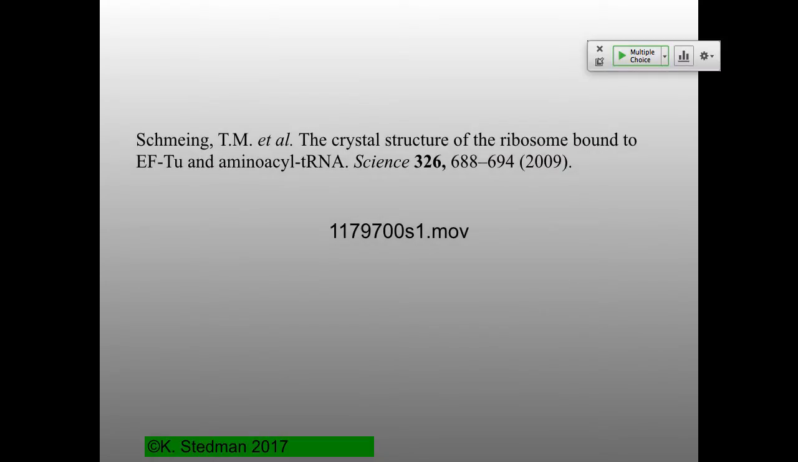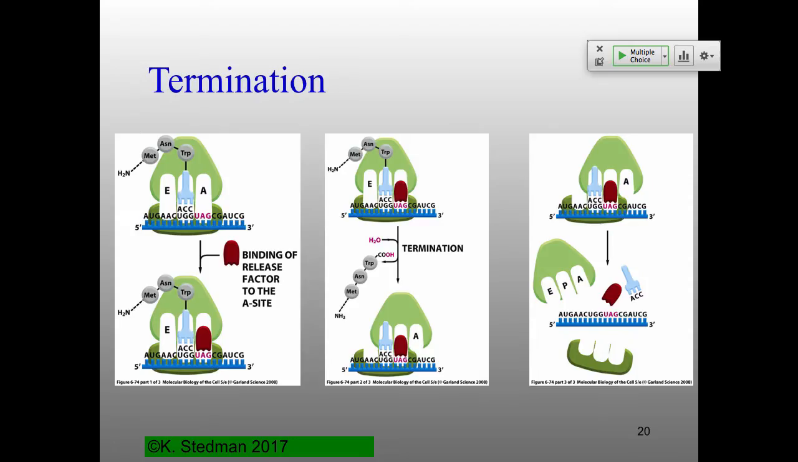If you'd like to look it up, this is where that particular paper was published. So now we've done elongation. What do we need to do next? Termination, exactly. So what are we going to have? More alphabet soup.